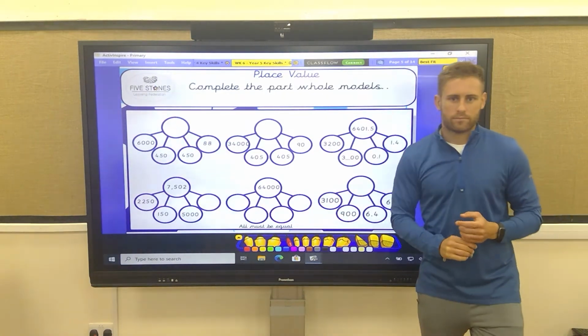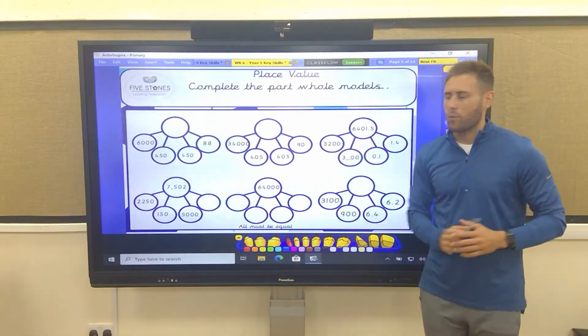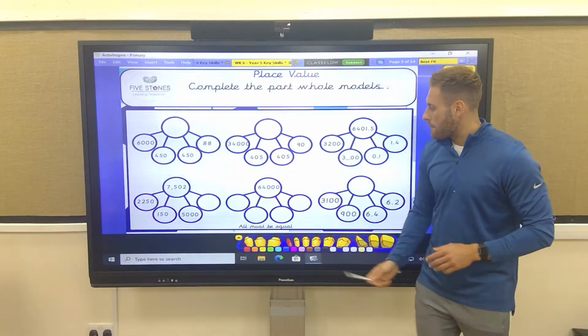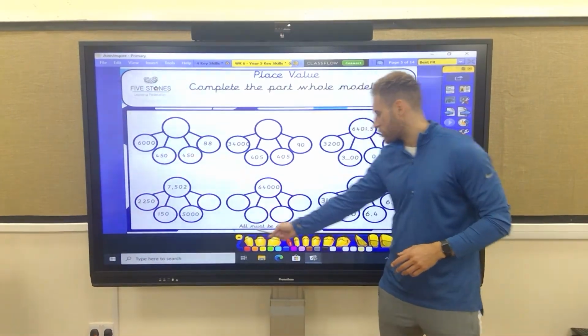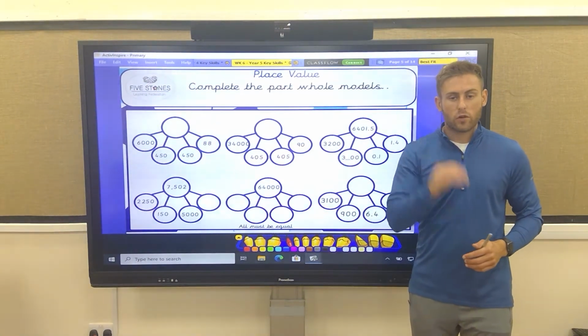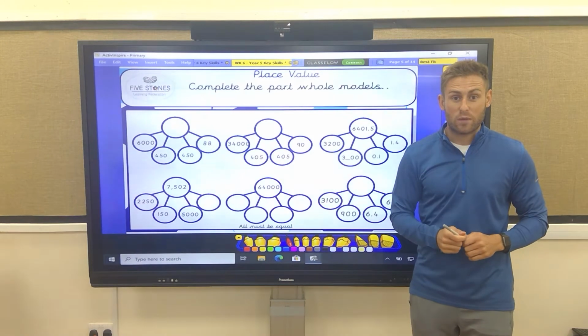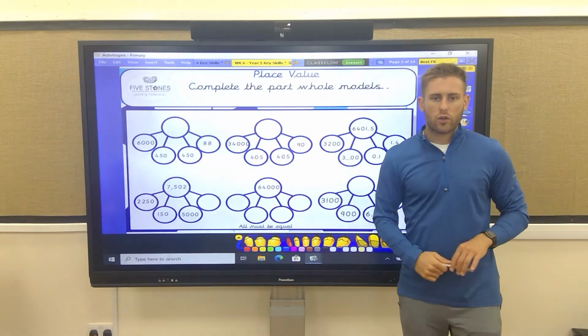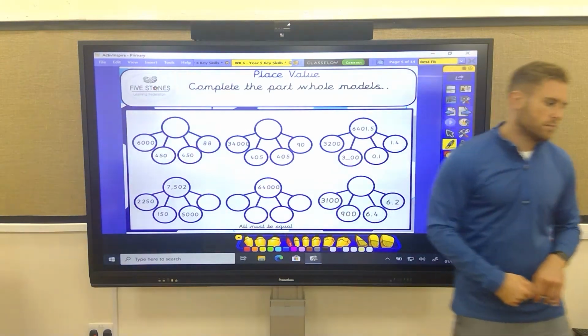So now, you have got 6 part whole models to be working with. Pause the screen, give yourself enough working out time. Please make sure you note the instruction at the bottom of this one. All parts must be equal. So if there are 4 parts, what is that going to be the same as doing? Thinking about those procedures that we've been practicing. Off you go, work on those part whole models.